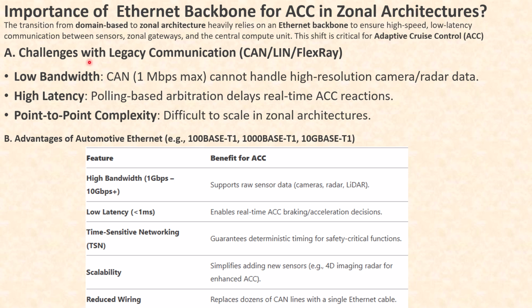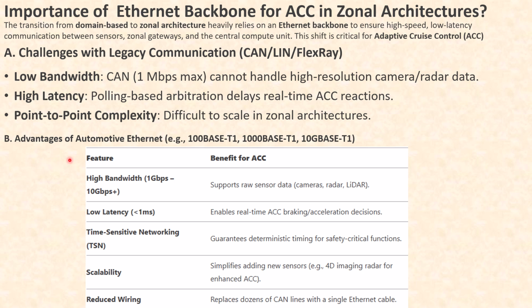Now, when it comes to challenges with legacy communication, CAN, LIN, FlexRay, the biggest challenge is low bandwidth. CAN can handle only 1 megabit per second and it cannot handle high resolution camera or radar data. And again, it has high latency, polling based arbitration delays real time ACC reactions, and also point to point wiring is difficult to scale in zonal architectures.